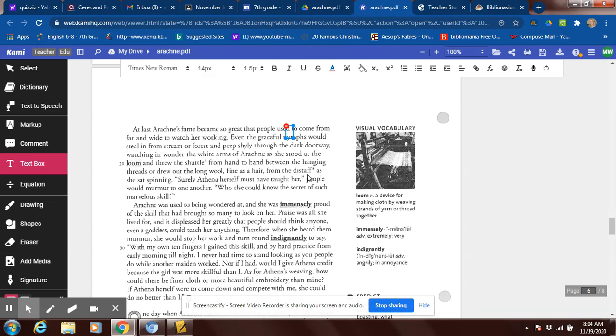I can't see that word. I have a line on my computer screen. Distaff, as she sat spinning. Surely Athena herself must have taught her. People would murmur to one another, who else could know the secret of such marvelous skill? So I remember that Athena is one of the Greek goddesses.